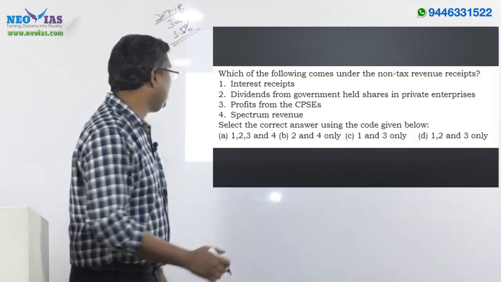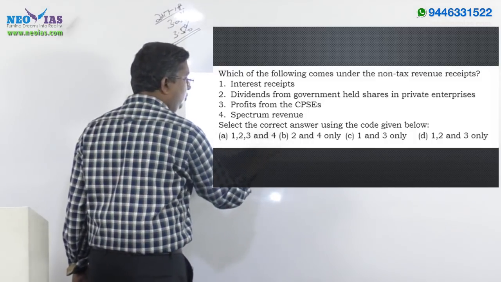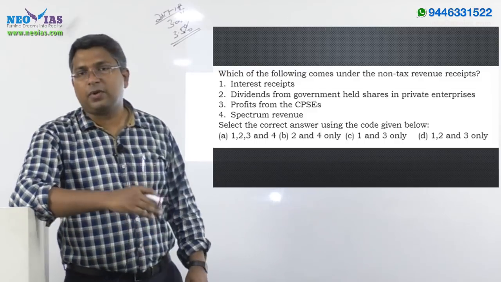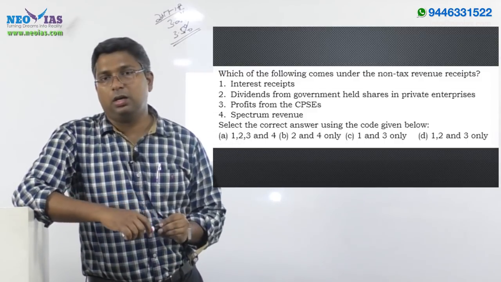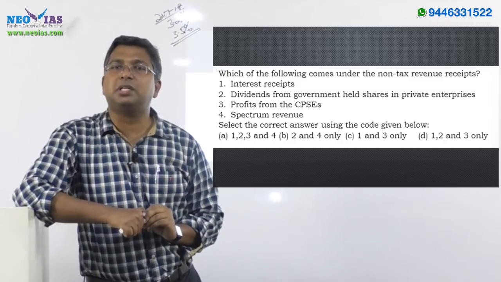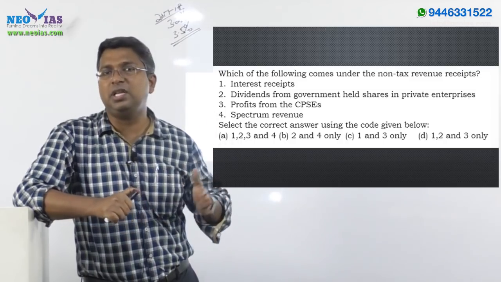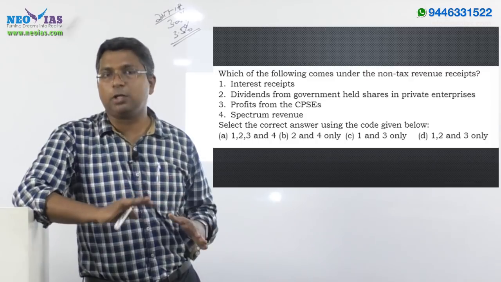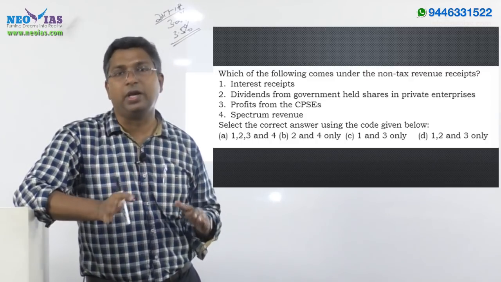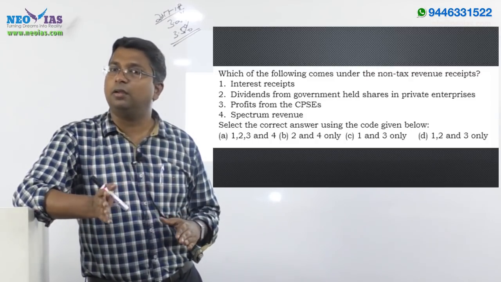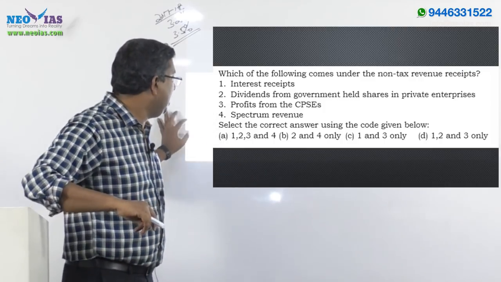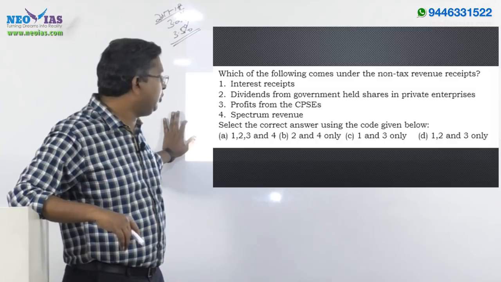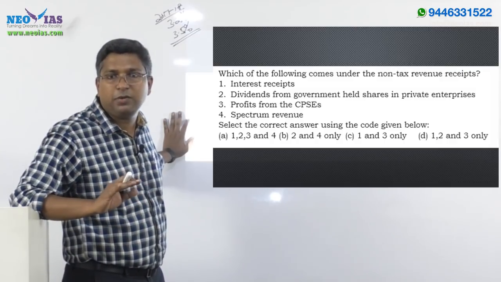Yes, spectrum revenue, the revenue the government gets from spectrum auction has been included under non-tax revenue. Compared to 2016-17, in 17-18 there was no spectrum auction, and that was one of the reasons why there was lesser non-tax revenue. So one of the reasons for lower non-tax revenue is there was no spectrum auction, so there was no spectrum revenue.